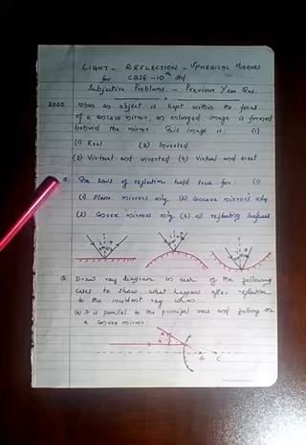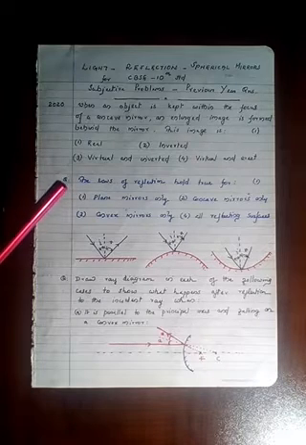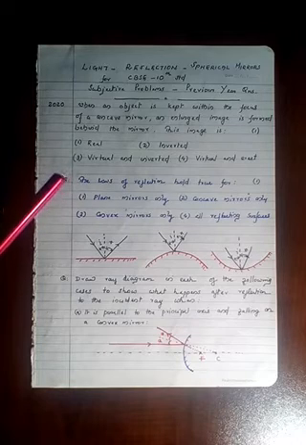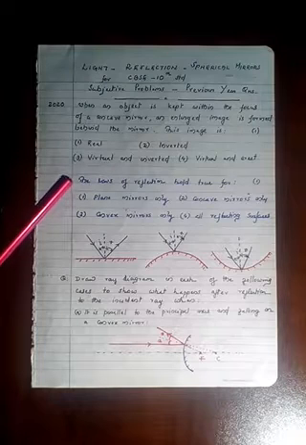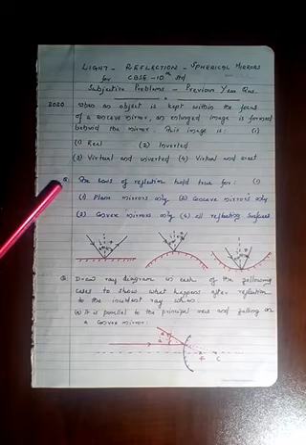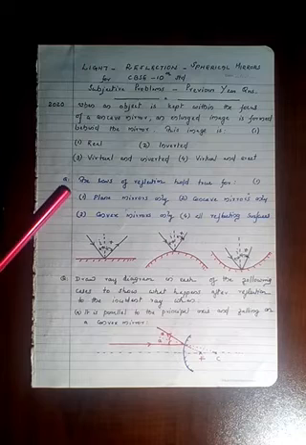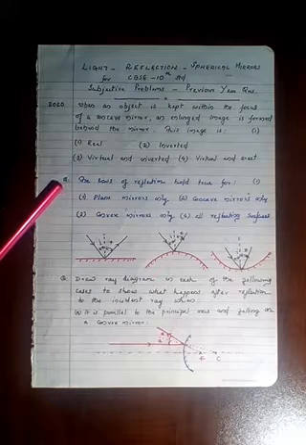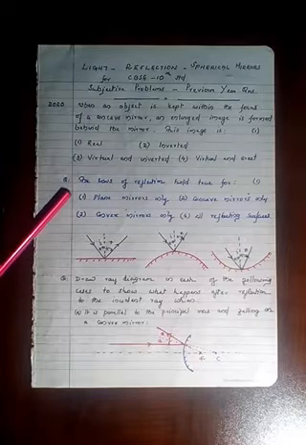Then we find a relation for the magnification as m is equal to minus v by u. Then we represent the magnification in terms of object distance and f as m is equal to f divided by f minus u. In terms of image distance, we derived m is equal to f minus v by f.